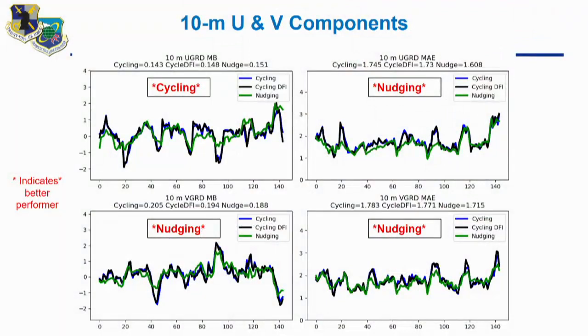So for 2-meter temperature, nudging did slightly better for the bias, and cycling did slightly better for the mean absolute error. For 10-meter wind speed, which is obviously going to be important for transport and dispersion, nudging did slightly better for both. And then looking at the directional components, the U and V, nudging did better at 3 of the 4 statistical measures. However, what I really want to show with these plots is that they're not that different. You can barely distinguish the lines here. So regardless of which data assimilation technique we're using, you get pretty similar results.